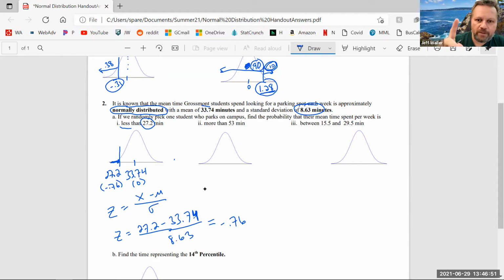We're one step away from the answer, right? We know what the Z-score is. How do I get the answer now that I know the Z-score is negative 0.76? What do I do? I forgot to open my Z-score chart. Anybody know what to do now to get the answer?